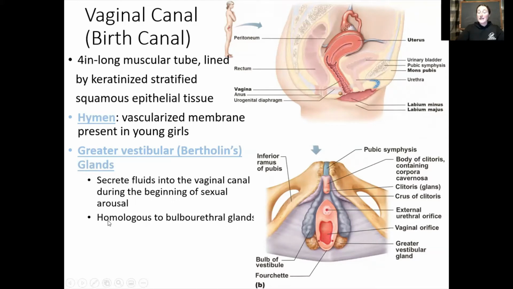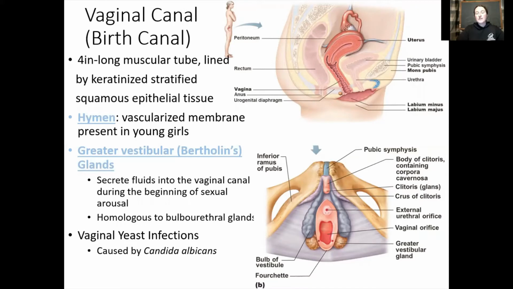Again, these structures all have homologs. That is, they have structures that are similar in males and have all derived from the same structures developmentally. These are similar and homologous to the bulbourethral glands in males. So we can even see the Bartholin's glands right here, and those are in pretty much the same place as the bulbourethral glands in males. Note that these structures are, of course, open to the outside world.